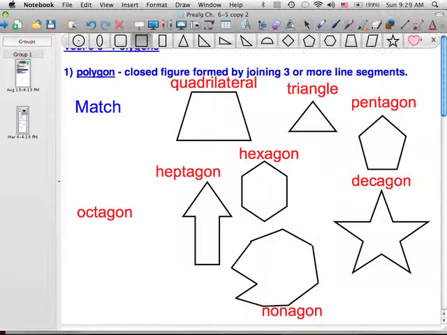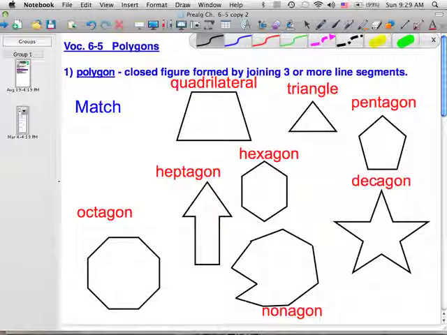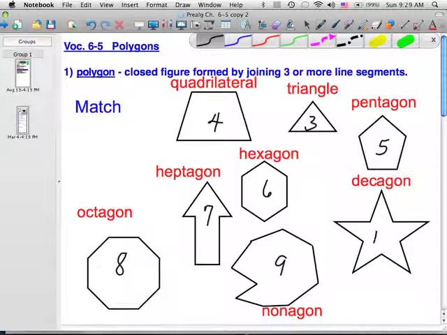So let's see if we can find an octagon here. Here's an octagon, eight sides. So triangle 3, quadrilateral 4, pentagon 5 sides, hexagon 6, heptagon 7, octagon 8 sides, nonagon 9, and decagon 10.